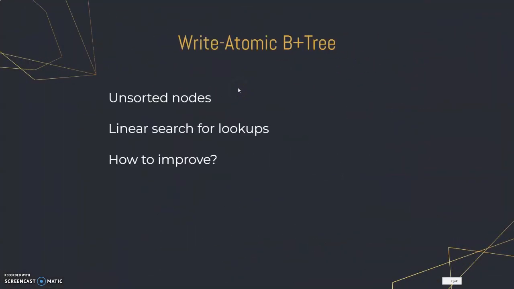Unlike traditional B+ trees which have sorted nodes, the WB tree actually keeps its nodes unsorted to reduce write cost. So when a new key is inserted, we don't have to shift the data. However, a linear search for lookups is required. Well, how do we improve this?